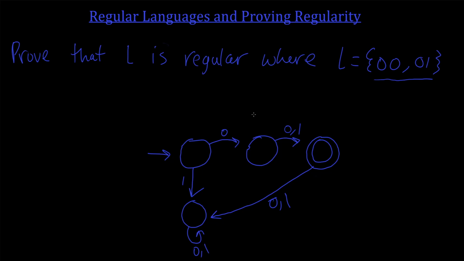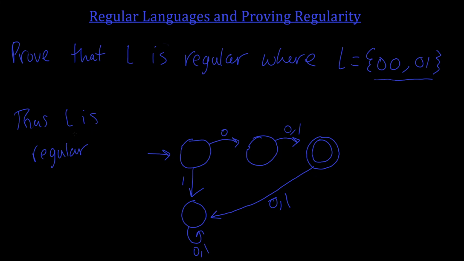This DFA only accepts 0, 0 and 0, 1 and rejects every other string. Thus, this DFA recognizes L, and we can therefore say L is regular, because we have built a DFA that recognizes the language. It accepts everything in the language and rejects everything that is not in the language. And you can try any string you want on here. It will reject everything that's not in L and accept everything that is in L.